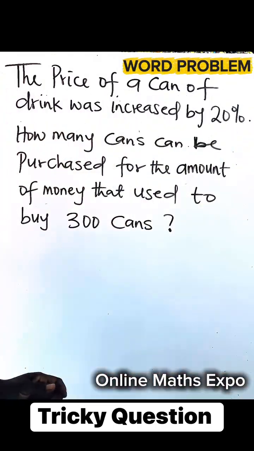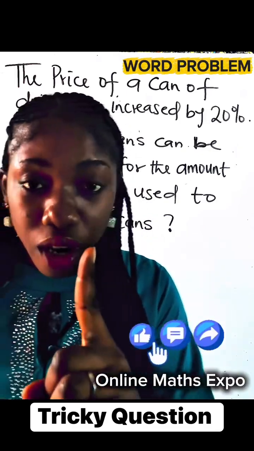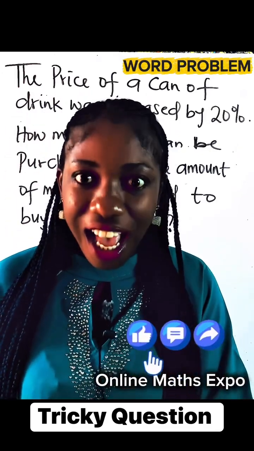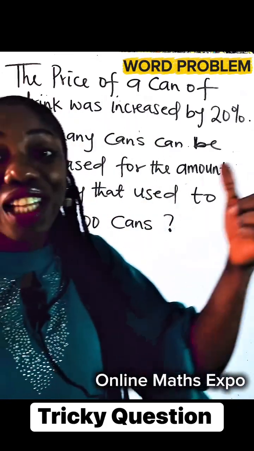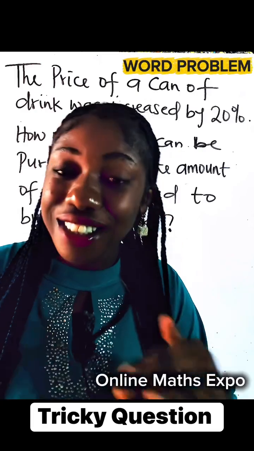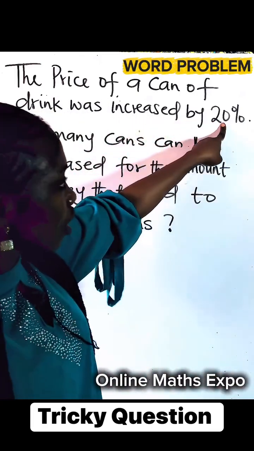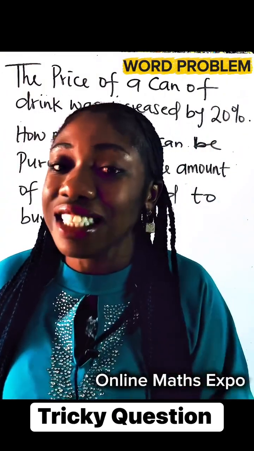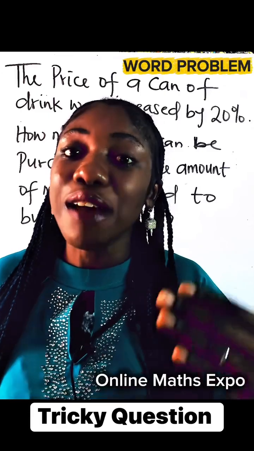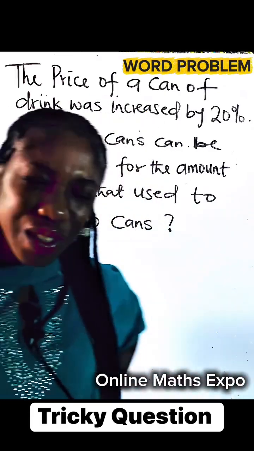You are told you usually buy this can. Let's just say you used to buy this can for $2 each, and you used to buy 300 cans with a particular amount. But this time around, the game has changed and the price is now increased by 20% for one can. So you are now asked, how many cans can you buy now with the same money you used to buy your 300 cans? What do you think should happen?